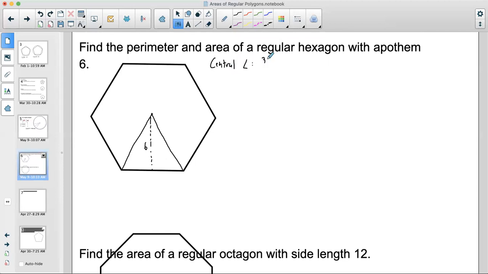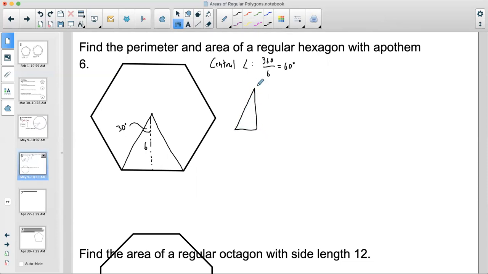In this case, it's 360 divided by the number of sides, which for a hexagon is 6. So that's going to be 60 degrees. But this little fella here, which is the one I'm going to use to find the lengths in here, is really 30 degrees. It's always half of the central angle. So central angle is 60, this one is 30. And now I can draw my little model triangle, which I'm going to use to figure out the trig ratios.